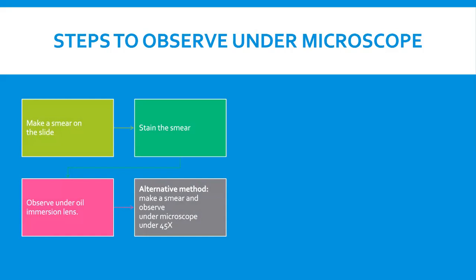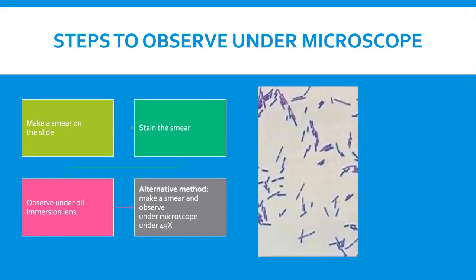What's an alternative method of making a smear? Generally the oil immersion lens is used for bacteria that we've already killed. Now, for example, I want to see the bacteria moving inside the particular smear. Then I can't use an oil immersion lens. Then I'll have to use a 45x lens, and I will have to focus on that particular thing. Right, so 45x can also be used.